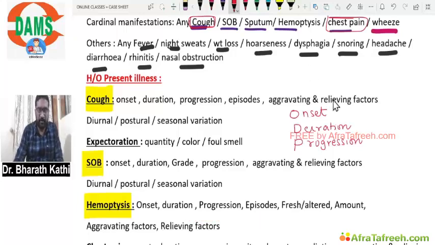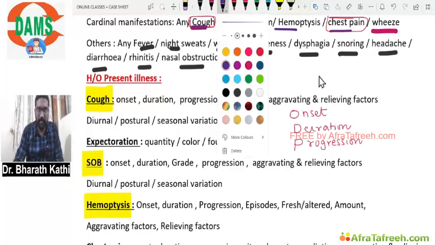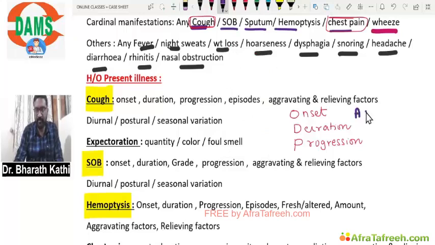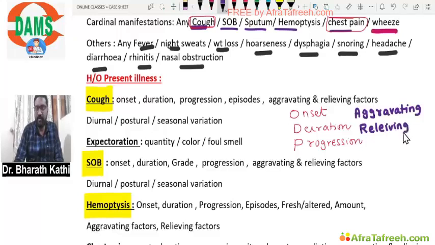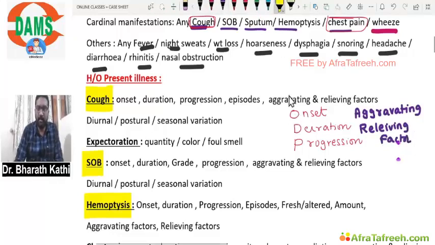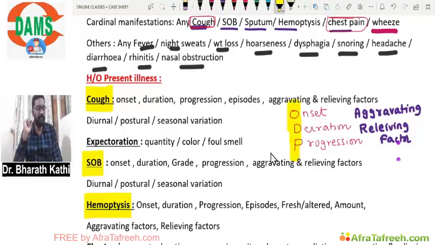Then you should also ask for important symptoms. What are the aggravating factors and relieving factors? So for any symptom, these are very important. Examiner will at least expect that you have asked the ODP, onset, duration, progression, aggravating factors, relieving factors.